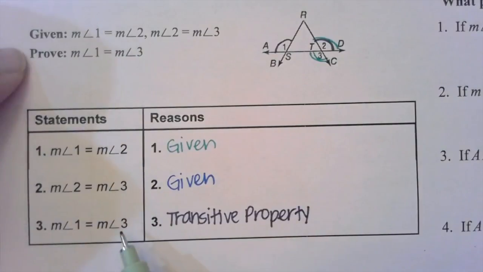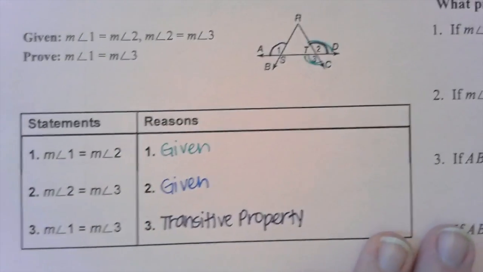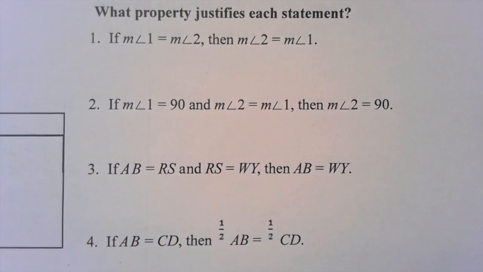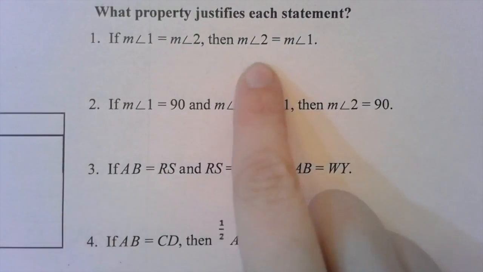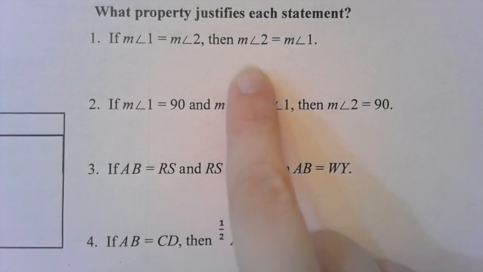Since this is what we were asked to prove, we know we're done with that 2-column proof. And we can move on and try another one. This is just wanting to know what property justifies each statement. So they're giving us if-then statements. So if this is true, prove this. And we're just going to write what property could be used to prove that this is true.